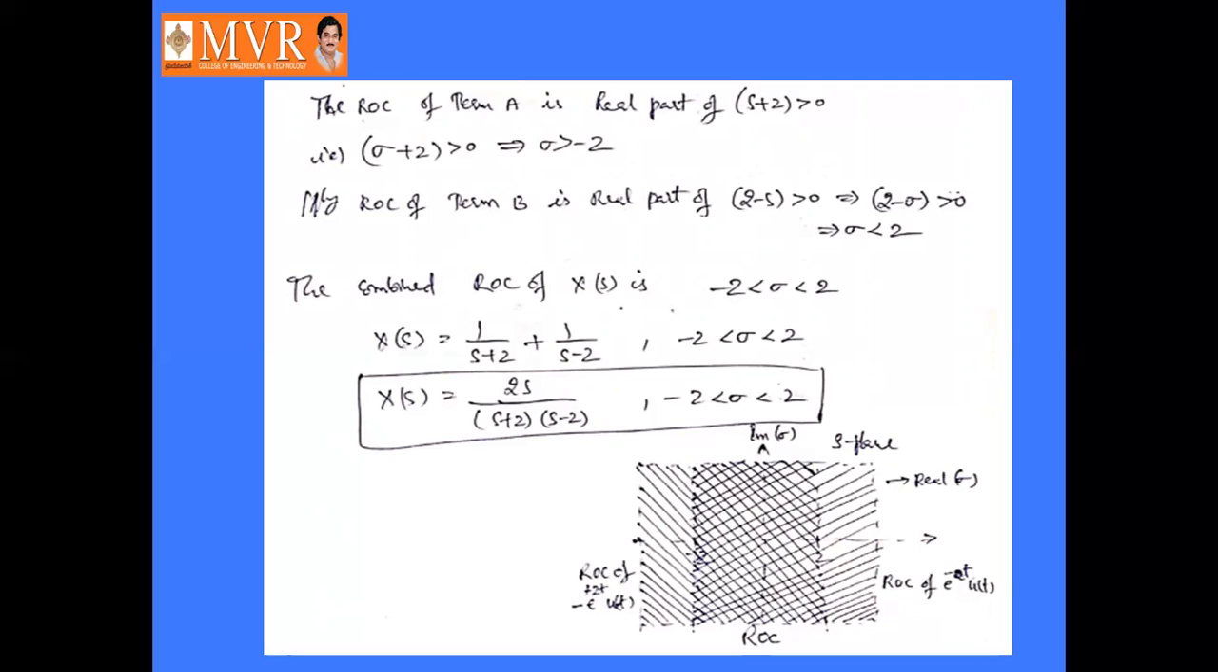So first of all we will draw the ROC for sigma greater than minus 2. This is the first part, sigma greater than minus 2. Then the second part is sigma less than 2. This is plus 2, sigma less than 2, it is below 2. So there is an overlapping from minus 2 to plus 2. This is the required ROC. By taking LCM, it will become 2s by (s plus 2) into (s minus 2). So the overlapping part is nothing but our ROC, from minus 2 to plus 2.